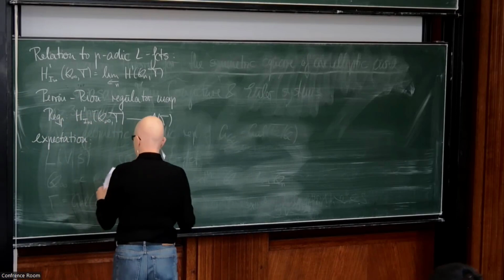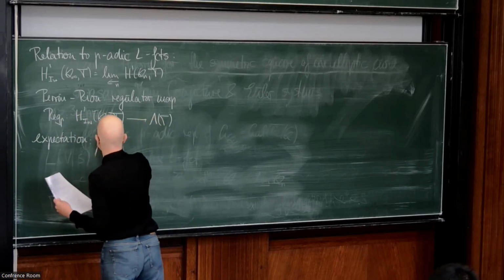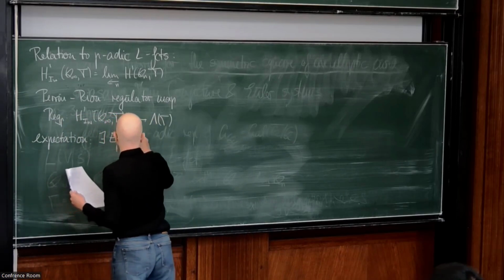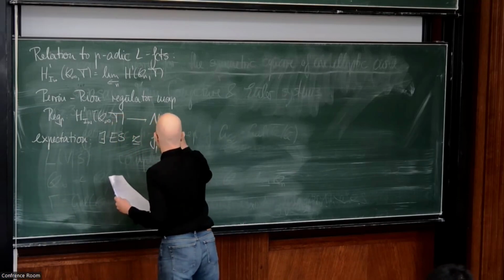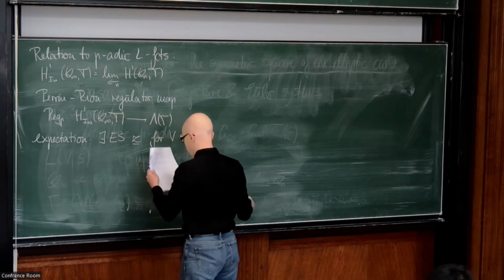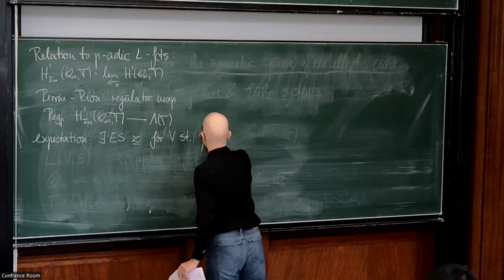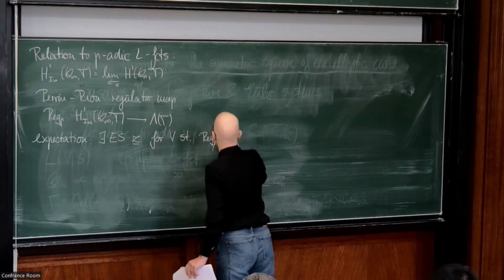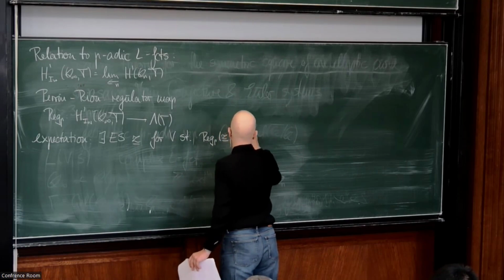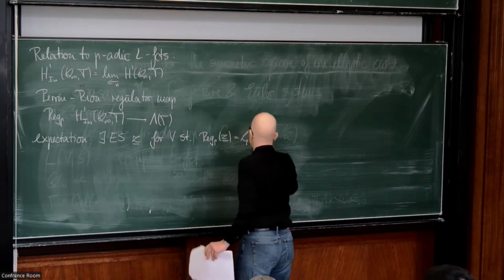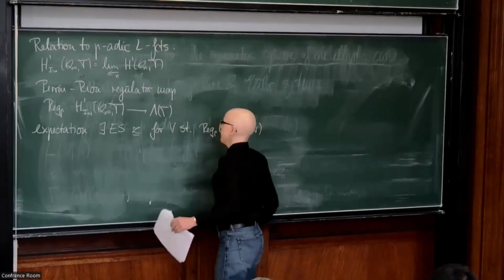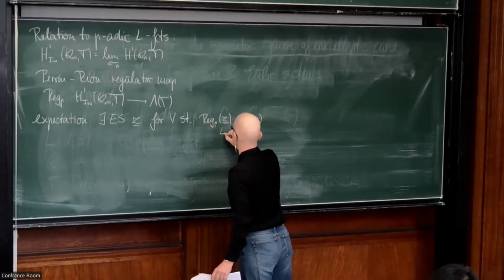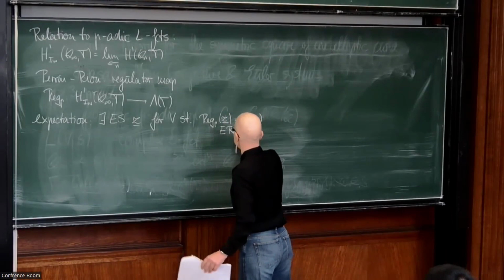The expectation is that there exists an Euler system Z for V such that the image under the regulator of the Euler system is equal to the p-adic L function. Such a relation is called an explicit reciprocity law.